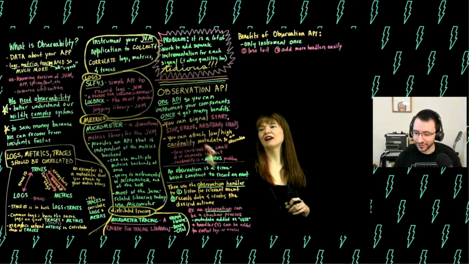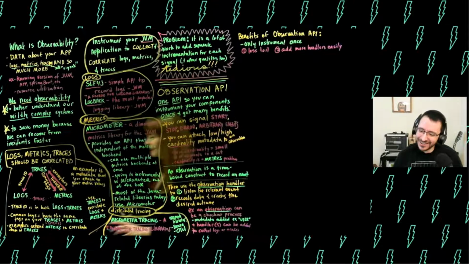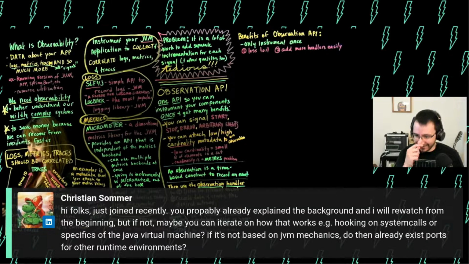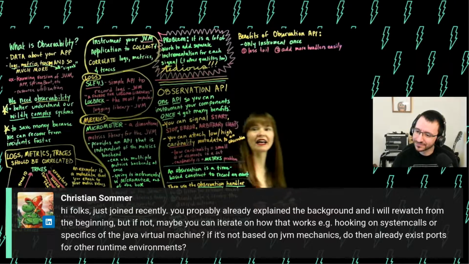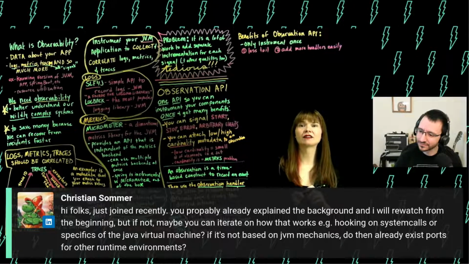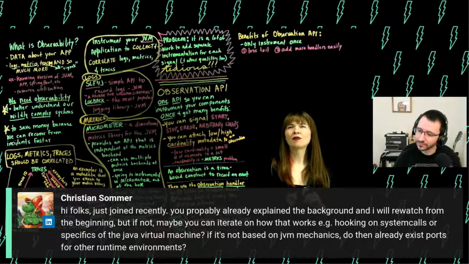Okay. Oh, we have a question. We do, yes. Christian, we have a couple. So Christian Summer asked maybe we can talk about how instrumentation works, hooking on system calls or specifics of the Java virtual machine. Do you understand the question better than I do? Hi, Christian, by the way. Good to see you again.